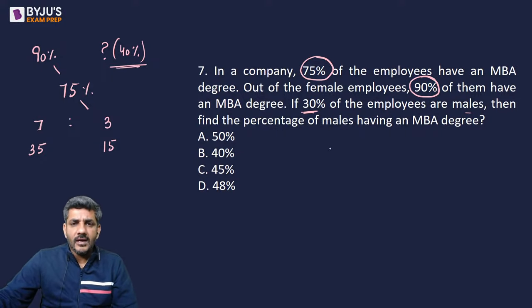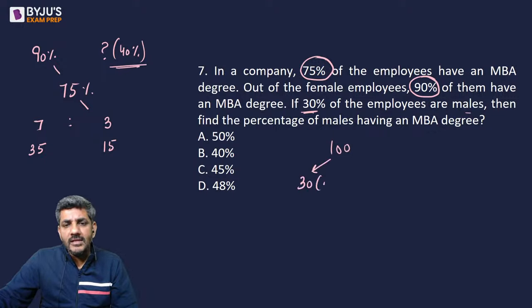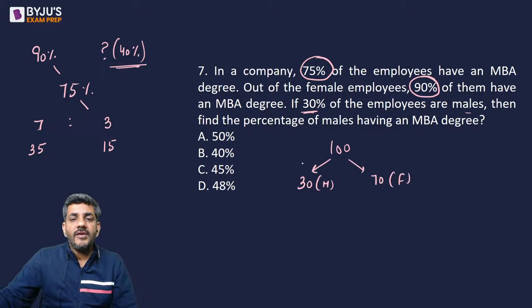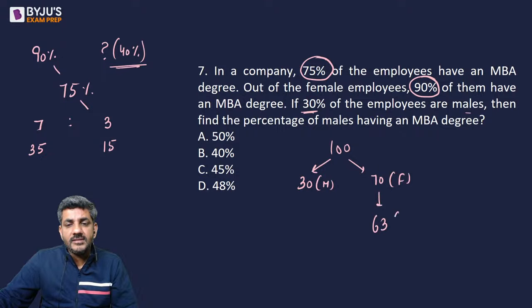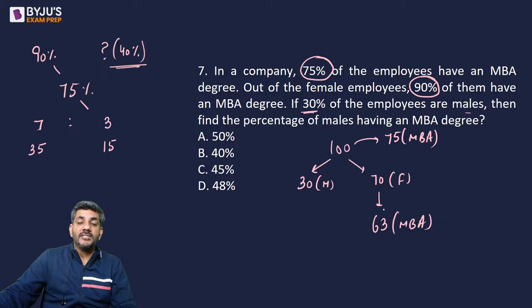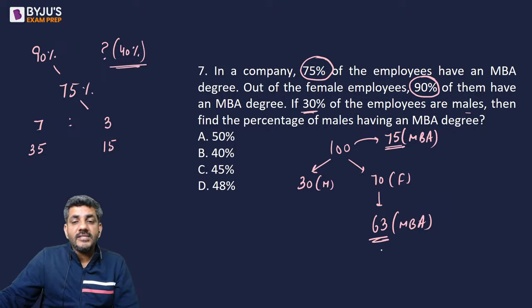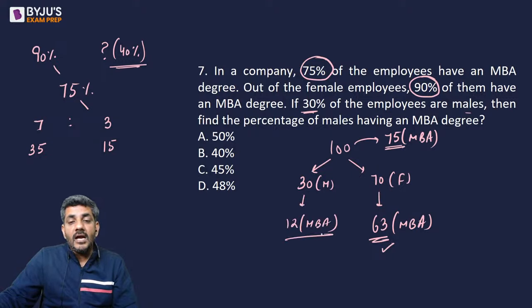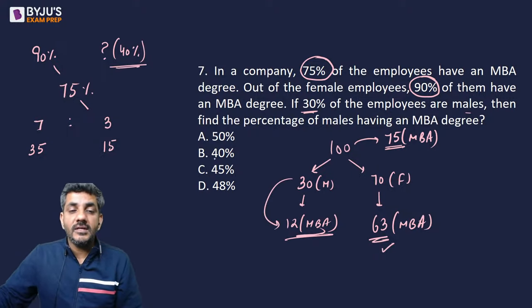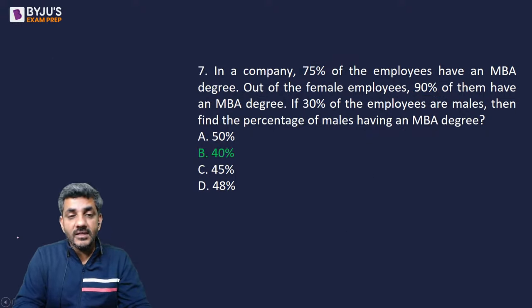लेट अस से देयर आर 100 एम्प्लॉइज. 100 में से वो कह रहा है कि 30 तो हमारे पास मेल्स है, जिसका मतलब 70 फीमेल्स है. 90% of the females have MBA degree, so 63 females have an MBA degree, whereas overall 75 employees have got an MBA degree. ओवरऑल 75% के पास एमबीए डिग्री है, लेकिन फीमेल्स में से सिर्फ 90% के पास है. तो 75 में से 63 तो फीमेल्स होगी. सो द रिमेनिंग 12 पीपल हैविंग एन एमबीए डिग्री मस्ट बी मेल्स, एंड दिस 12 is 40% of 30. So by that logic also we got the answer as option B.